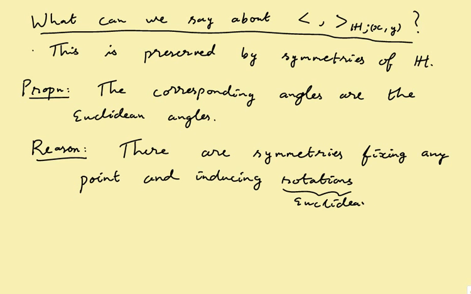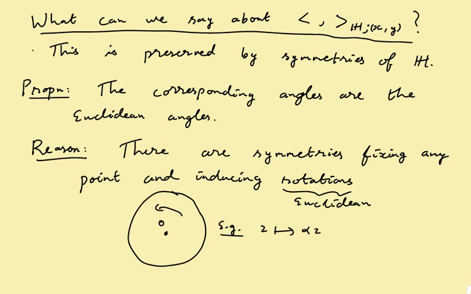I'm not going into details of this, but this is easier to see in the disk model. If we take our point to be the origin, well then obviously what happens is, if I look at z goes to alpha z, with mod alpha equal to 1, this is a biholomorphic map, and it's simply a rotation.